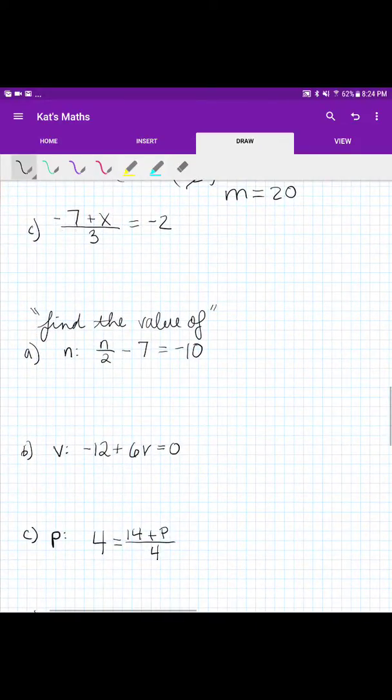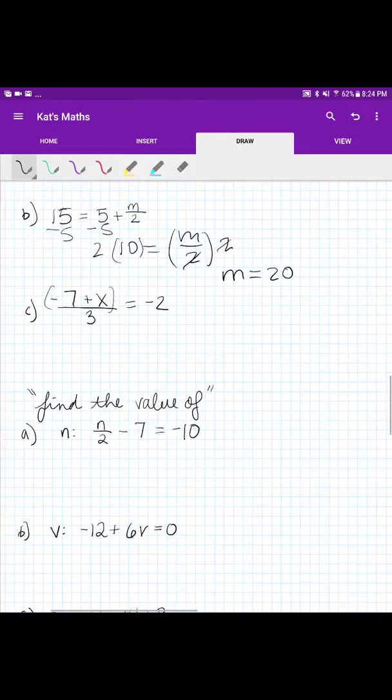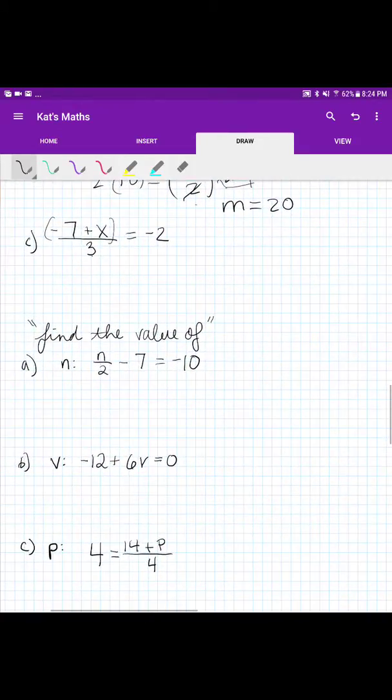Now I have negative 7 plus x over 3 equals negative 2. So again, you want to get x by itself, but this time it's a little bit different. You have this whole thing going on, and you want to get rid of this 3 so that you can get x alone. So to get rid of that 3, just like the one above here with the multiplication by a 2, you can multiply by a 3.